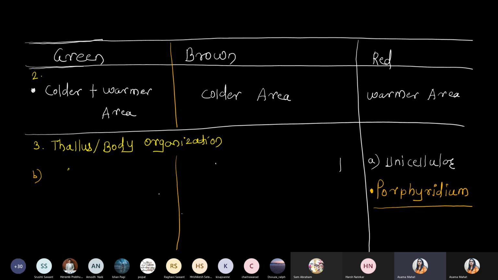Now we are talking about B, small b. Small b means under the thallus, under the third point, under the body organization, we are talking about second type. Pehle humne dekha small a, that is unicellular, and small b, multicellular. That is body made up of many cells. Got it? Small b for the multicellular. So now we are taking example for the multicellular, under same point, under body organization.